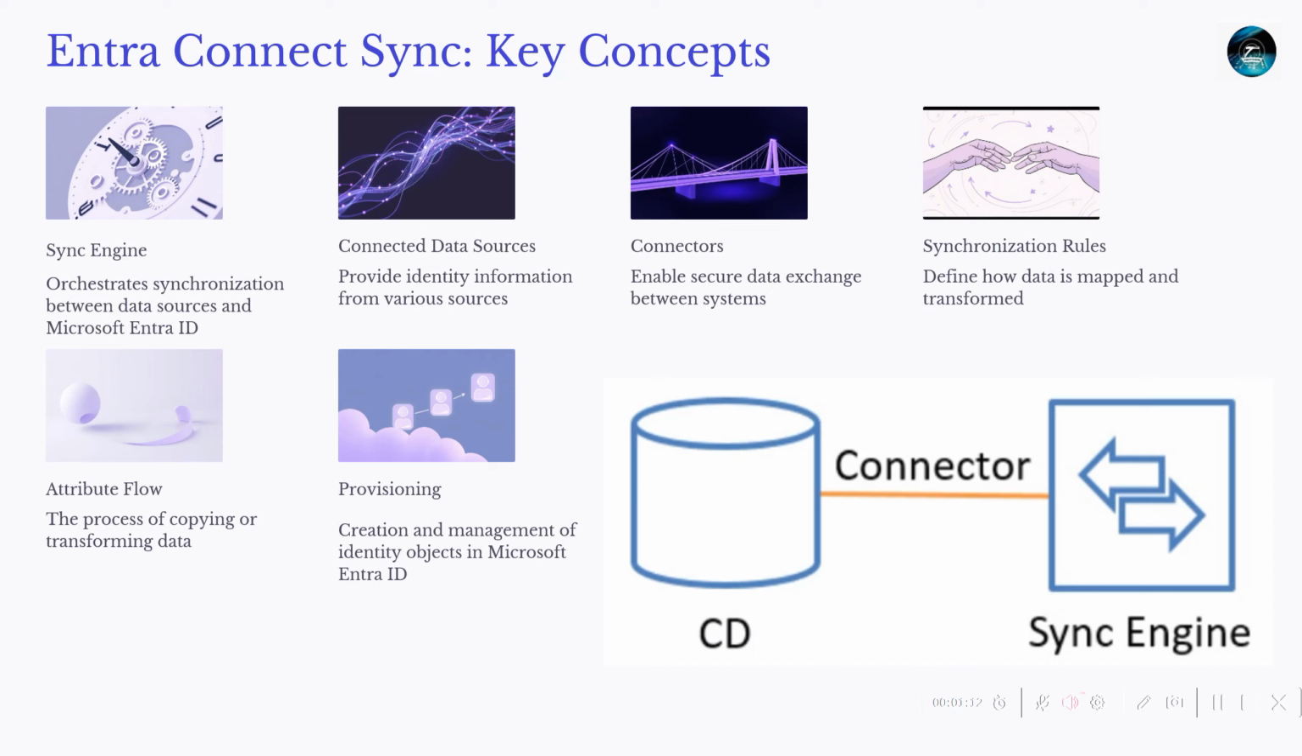Next is connected data sources or connected directories. This provides identity information to Sync Engine for synchronization with Microsoft Entra ID. The Sync Engine takes identity information from different places, like Active Directory or SQL Server database, any place that stores data in a structured way and allows easy access that can be used by the Sync Engine. These places are called connected data sources or connected directories.